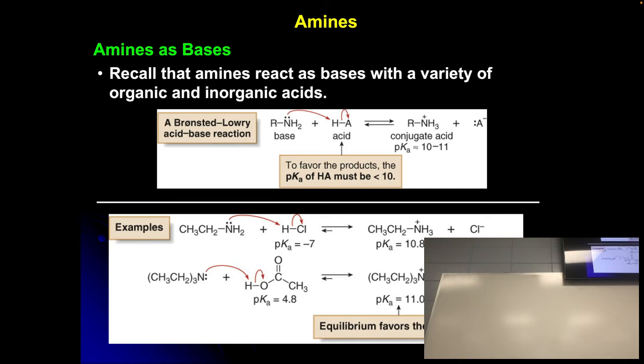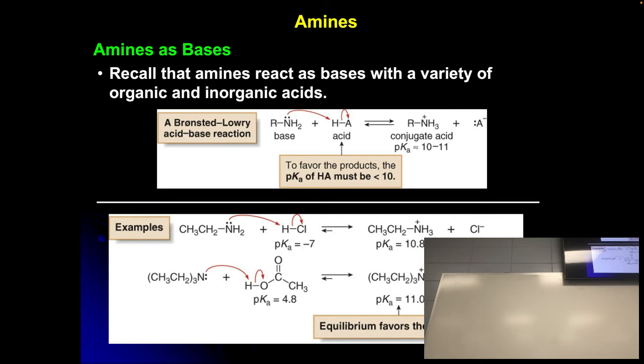Equilibrium always favors the stronger acid or the weaker acid? Weaker acid. A pKa of 7, that's a stronger acid, right? A pKa of, well, let's just call that 11. Weaker acid. The equilibrium will always favor the weaker acid. In fact, the equilibrium is so far to the right that we say it goes to completion. That's a huge difference in pKa. This little reverse arrow shouldn't even be there, okay?